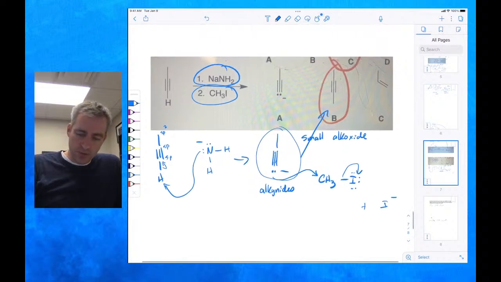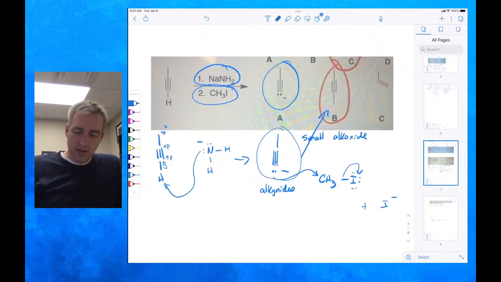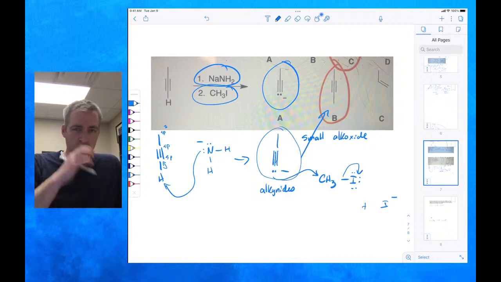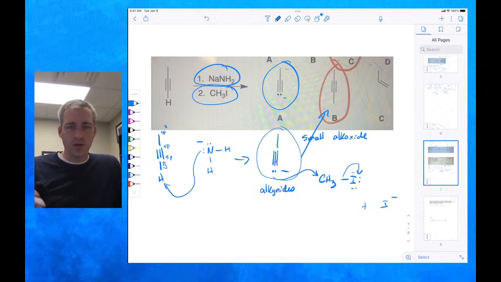So notice the product of A, that's what's formed after just the first step in that two-step reaction. So make sure that you're paying close attention to the conditions and that you follow it through all of the reaction steps that are shown there.